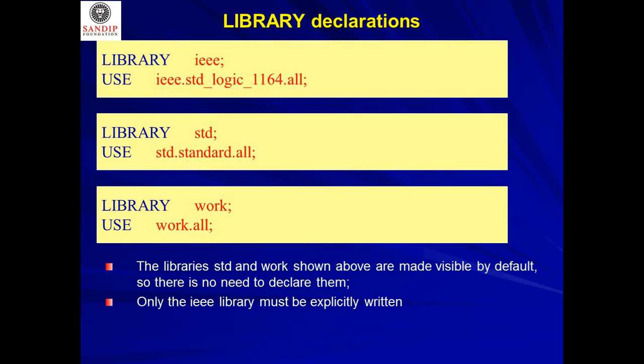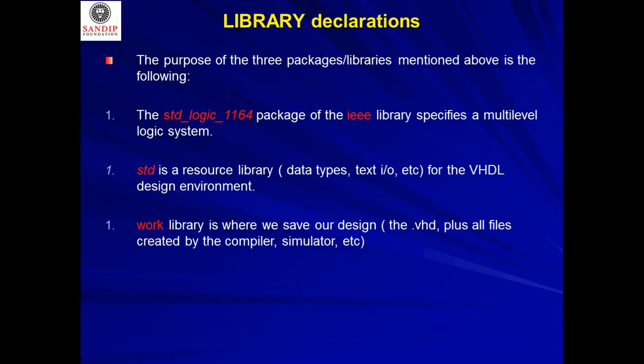Library standard and work, which are shown above, are made visible by default to every program, so there is no need to declare them. Only the IEEE library must be explicitly written. The purposes of the three packages which are mentioned above are as follows.